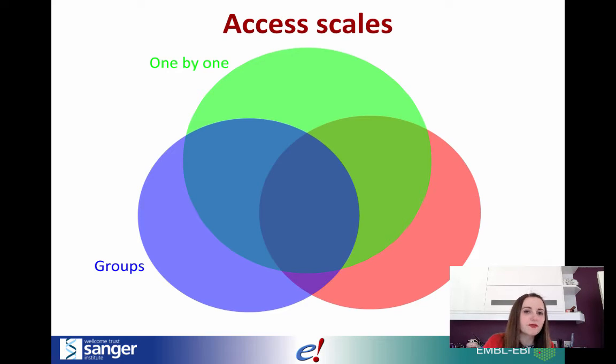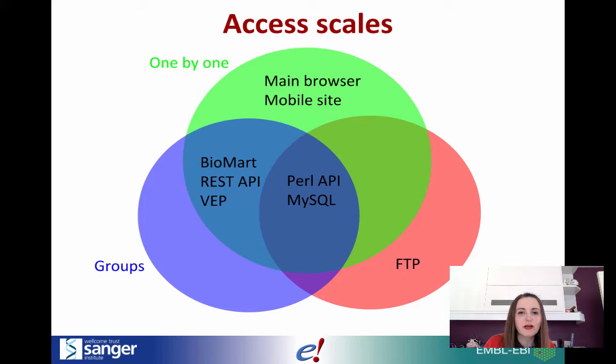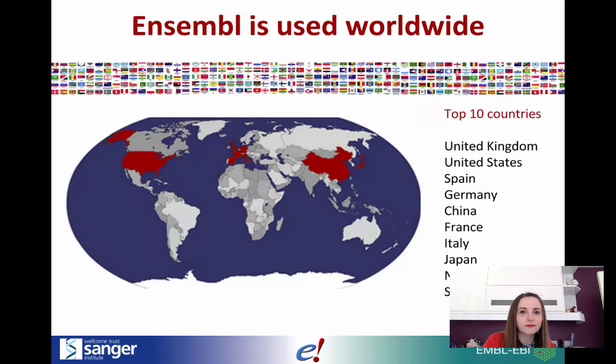And you can access Ensembl data at various different scales. You can access things like genes on a one-by-one basis, you can access groups of genes, or you can access all the genes in an entire genome. And so for one-by-one access, you're largely looking at the main browser or the mobile site, but you can also look at groups or one-by-one with Biomart, the REST API and the VEP. The Perl API and the MySQL database are suitable for looking at every possible scale, and the FTP site is really for downloading whole genome data, so maybe every FASTA sequence in the database, something like that.